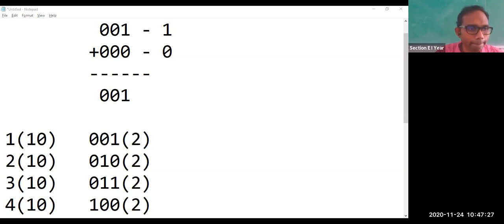Just a second. Can you see these two numbers? What happened? Processing slow.